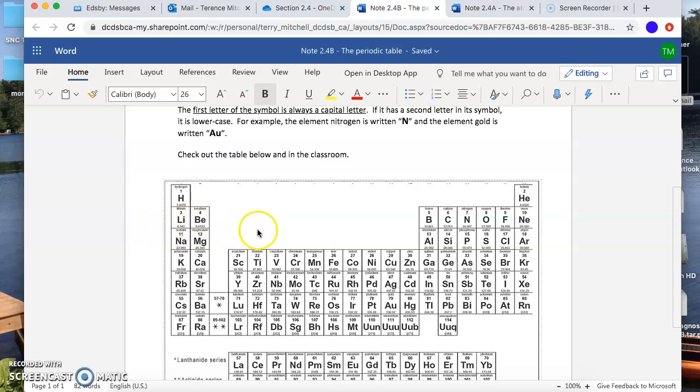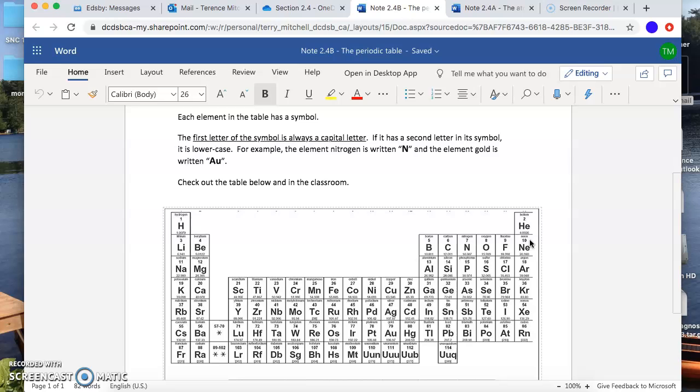Lithium 3, beryllium 4, boron 5, carbon 6, nitrogen 7, oxygen 8, fluorine 9, neon 10, sodium 11, magnesium 12, aluminum, silicon, phosphorus, sulfur, chlorine, argon, all in order by their number of protons.